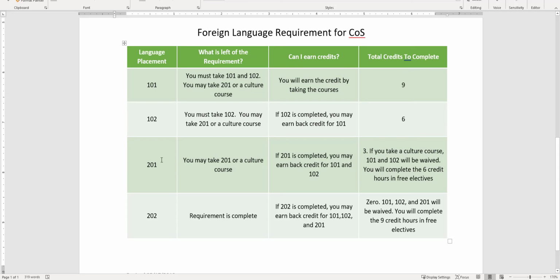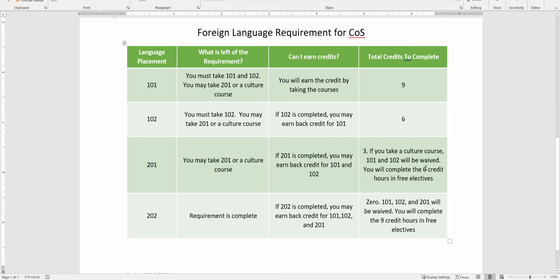Placing in 201 means you are actually competent for an entire year of a foreign language. It means you basically tested out of 101 and 102. Does that mean you have to take 201? No. You can take it or you can take a culture course. If you take the foreign language class, you actually get the back credit for 101 and 102. If you take the culture course, you do not get that back credit, but your requirement is done. And then you have another 6 credit hours to actually do with what you wish.